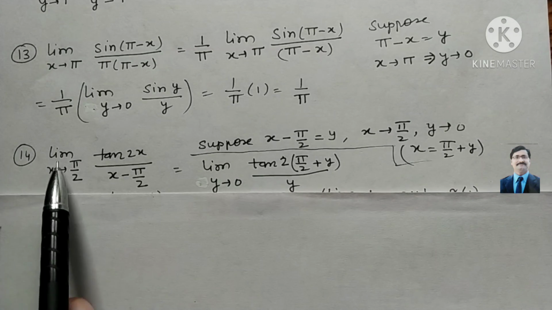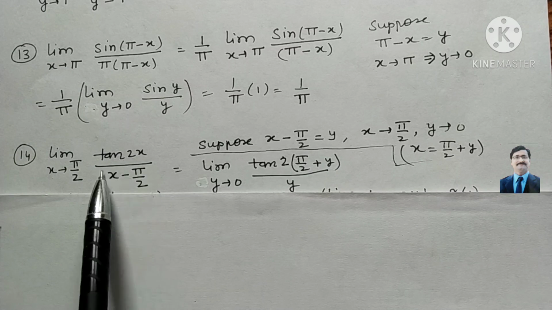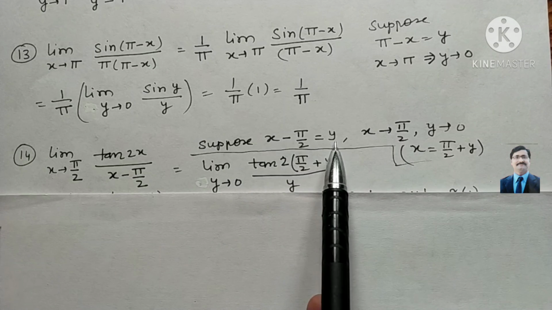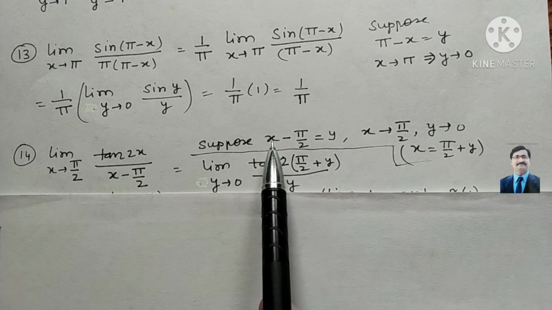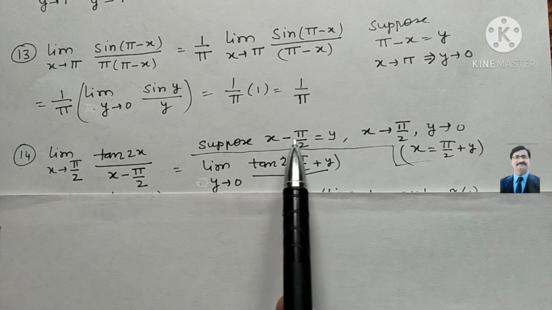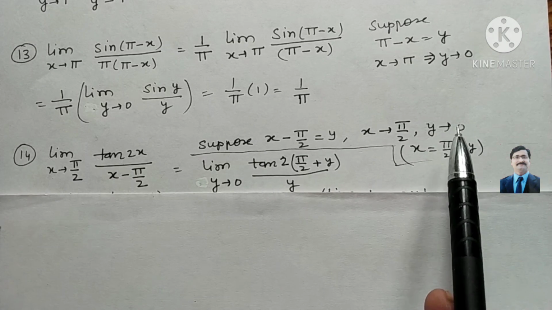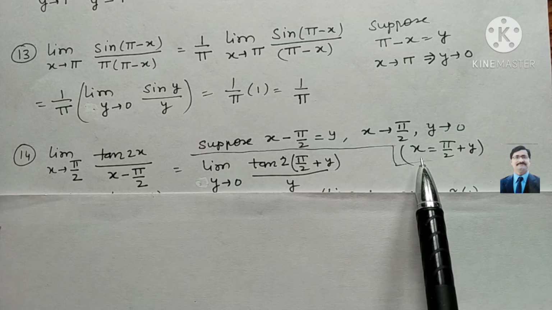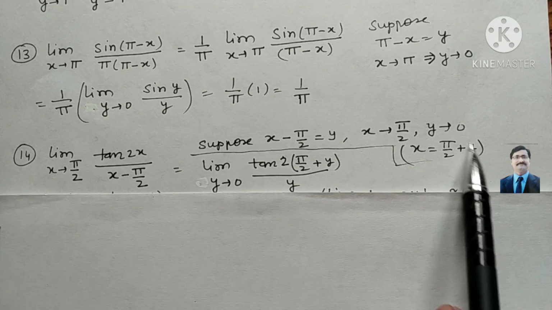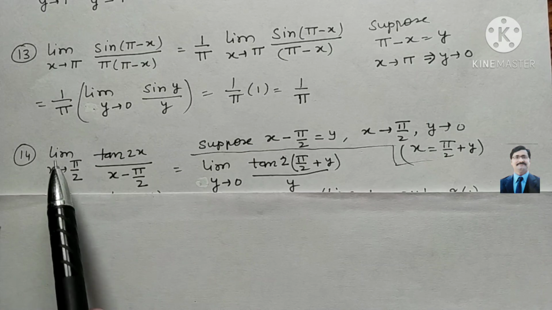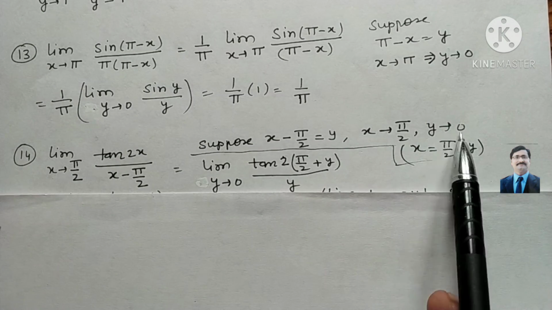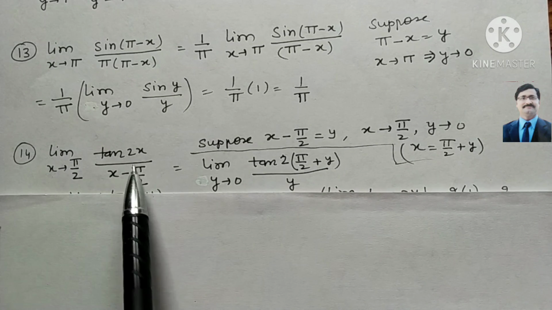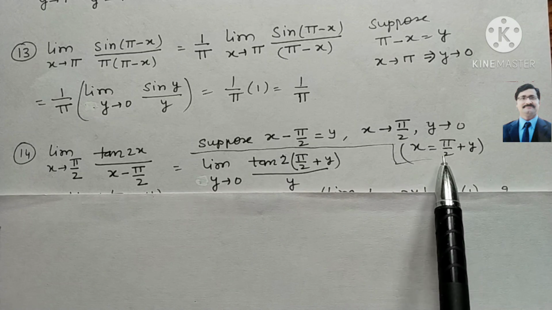Look here, limit x tends to pi by 2, tan 2x upon x minus pi by 2. Now look here, we will suppose x minus pi by 2 is y, and x tends to pi by 2, so placing pi by 2 in place of x, y will be equal to 0, which means y tends to 0. Now what will be the value of x? x will be pi by 2 plus y. This value we will put here: in place of x tends to pi by 2 we put y tends to 0, in place of x we put pi by 2 plus y, and in place of x minus pi by 2 we put y.